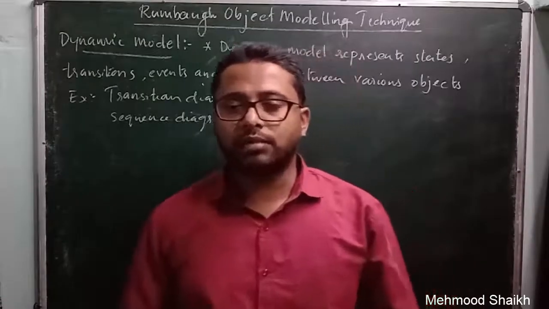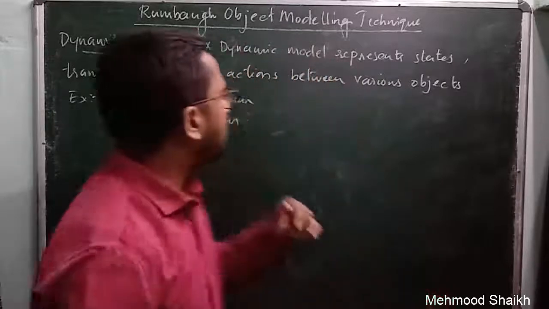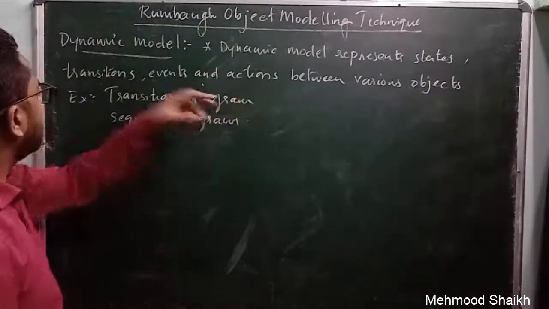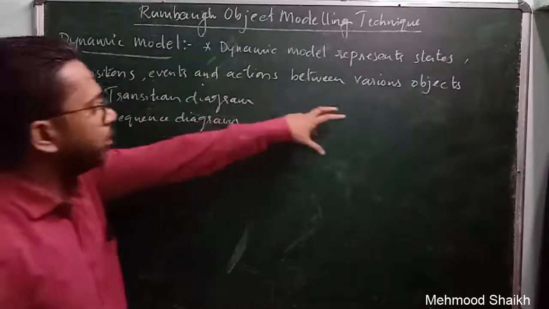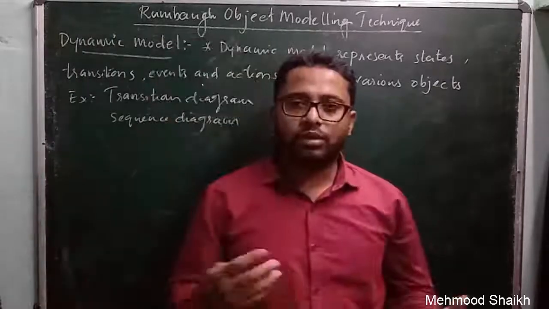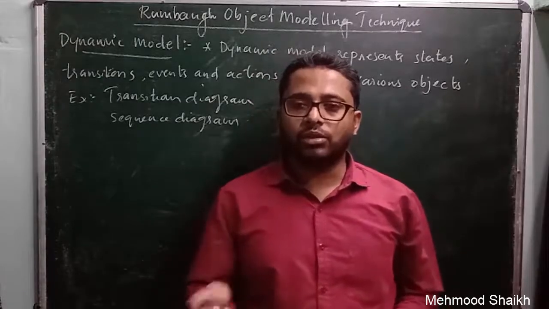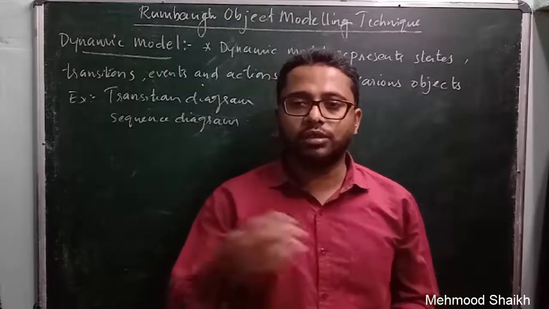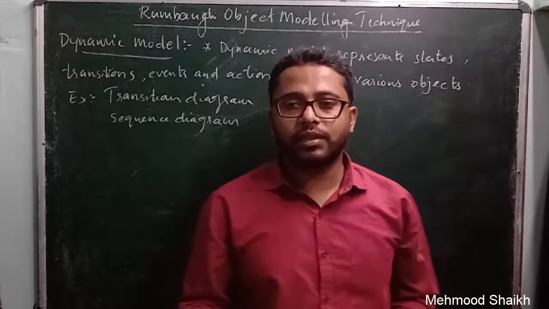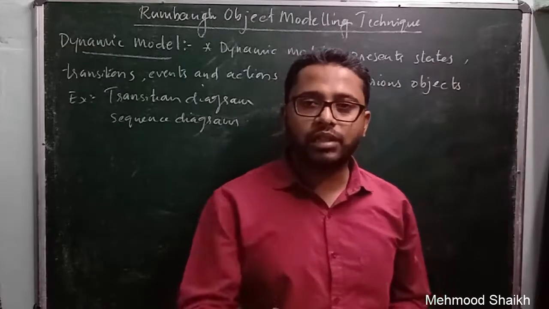Now we will see the second part of object modeling technique, which is the dynamic model. This dynamic model represents the states, transitions, events and actions between the various objects. Whenever we analyze and design a system, at that time we also need to analyze and design various interactions between the user and the system. What are those various operations that the user is going to perform with the system?